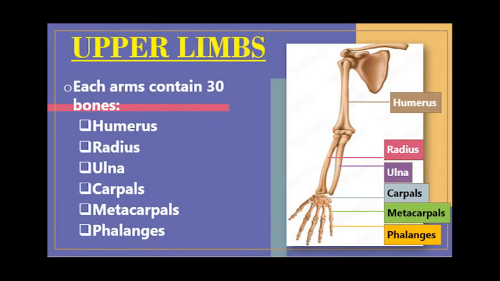Next part is the upper limb. Each arm contains about 30 bones. Those are humerus, radius, ulna, carpals, metacarpals and phalanges. There is 2 humerus. It is a long bone of the upper arm. Radius is one of 2 long bones of the forearm found on the thumb side. There is 2 ulna. It is the second long bone of the forearm found on the pinky finger side.